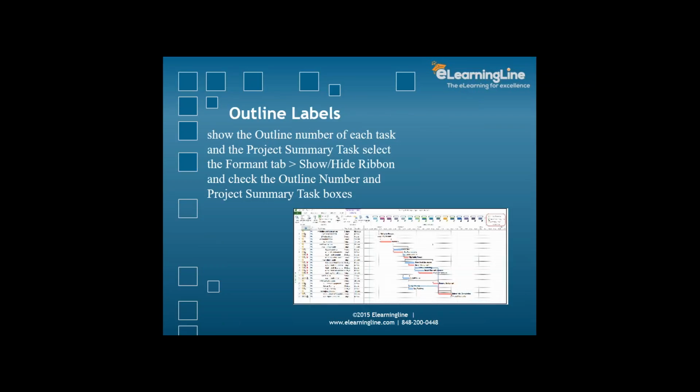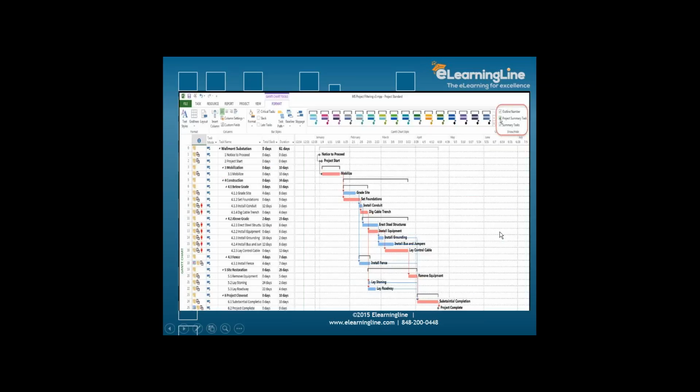Now we have outlining the levels. How do we do the outlining of the levels? To do that, first, show the outline number of each task. Then go to the project summary and select the format tab, show and hide ribbon, and check the outline number and the project summary task box. So as you see it over here, let's see if I have a bigger screen. Okay, yeah. So what do we see? We go to the format, and then we have this option over here, outline number.